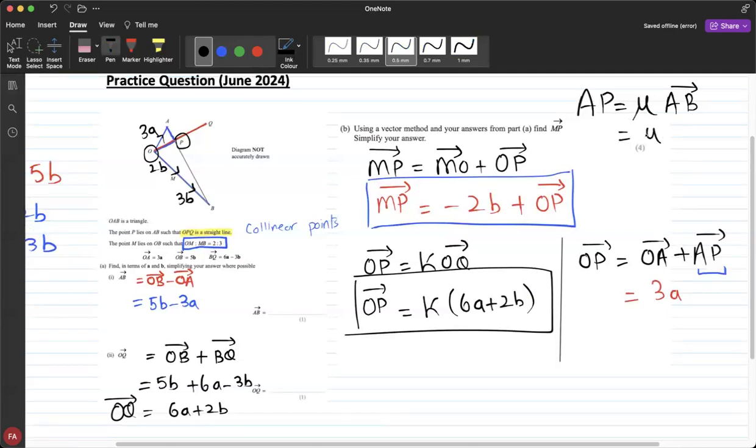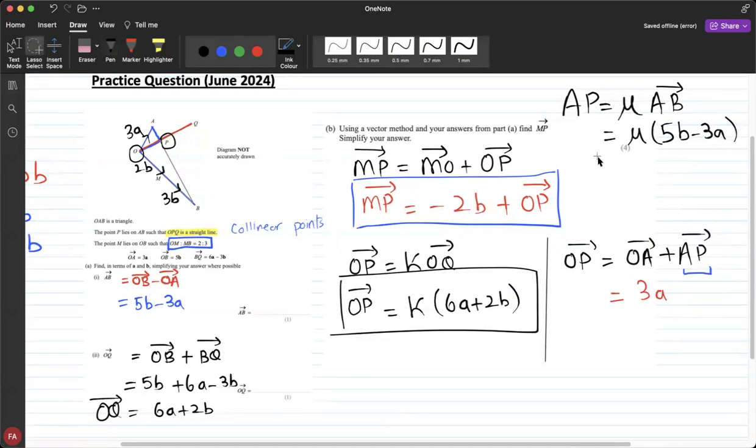Can I say the value for AB is something I already know, which is something that we figured out in the first part? That is 5b minus 3a. Let's just plug this over here as well.